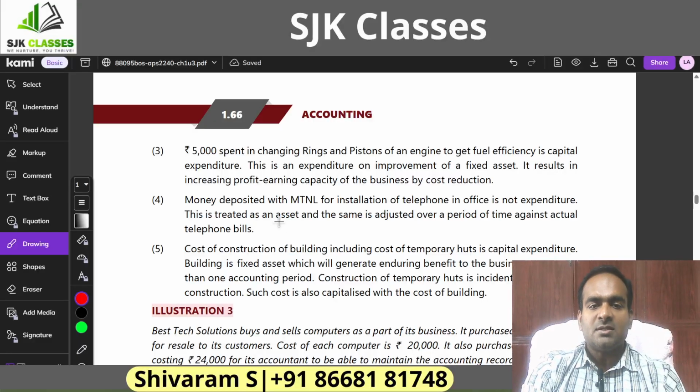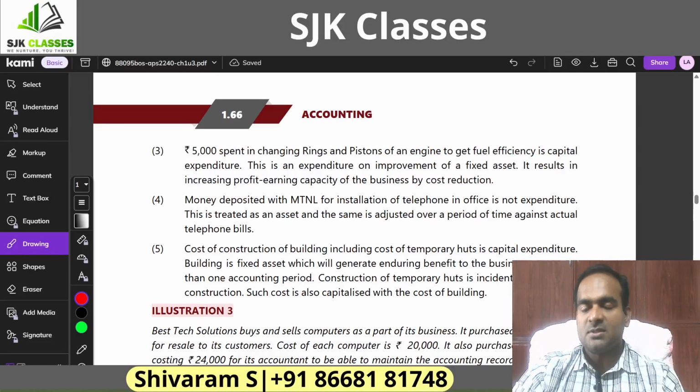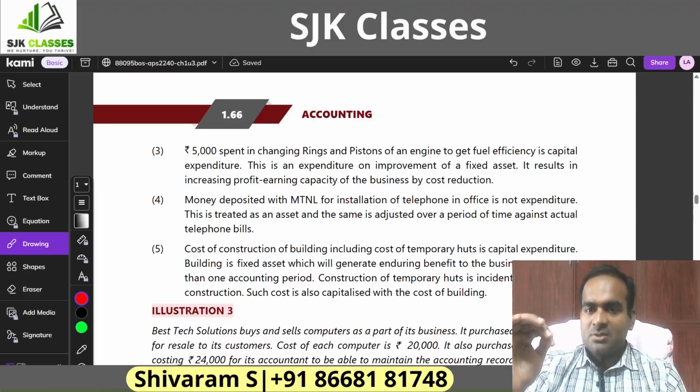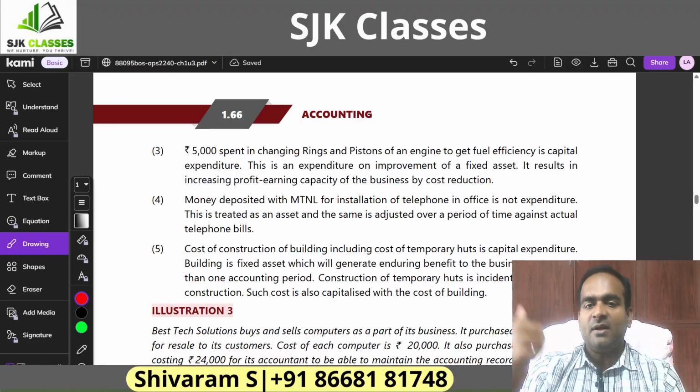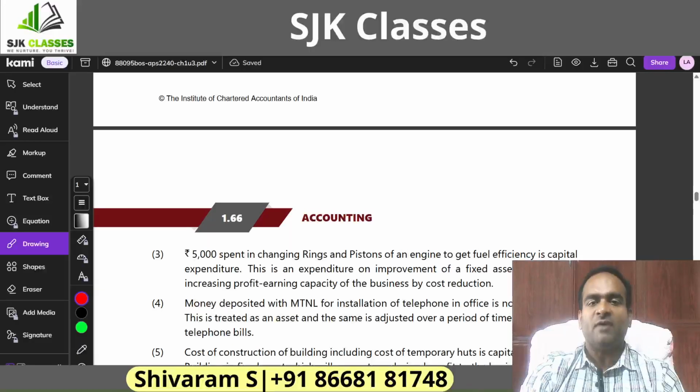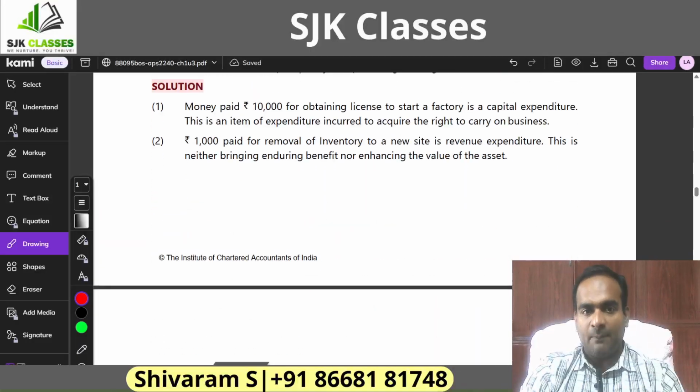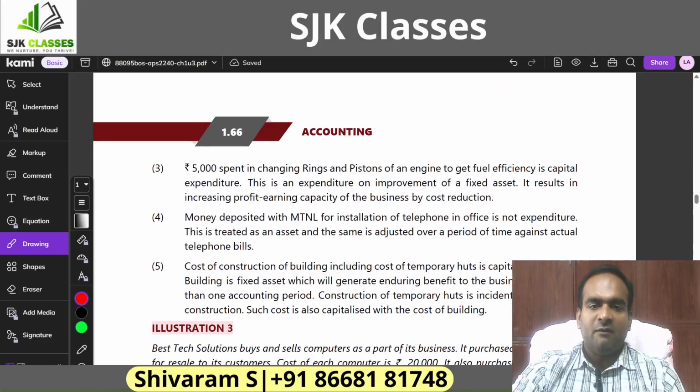This is treated as an asset, and the same is adjusted over a period of time against actual telephone bills. They're saying that we will adjust this amount against the telephone bills, but actually, once you surrender the landline, MTNL will refund us this 8,000. That's what will happen actually. They've given that we'll be adjusting this amount against our subsequent months' telephone bills, but that's not the actual case.